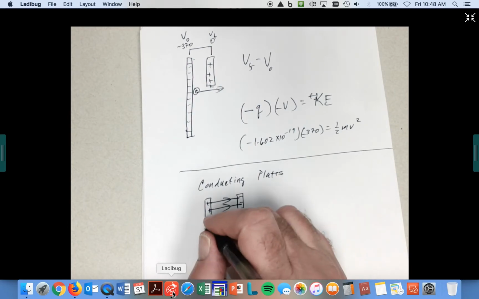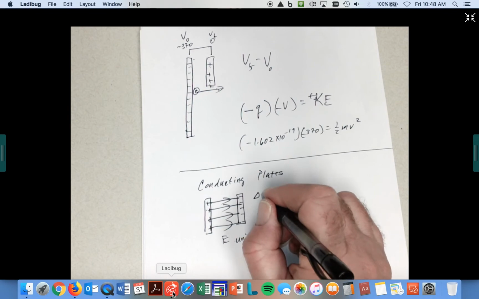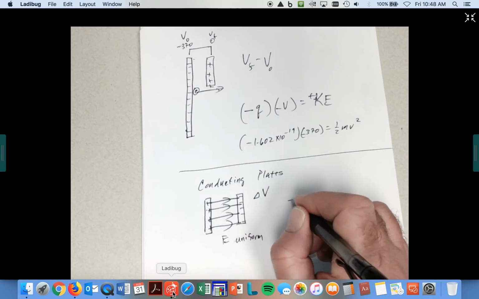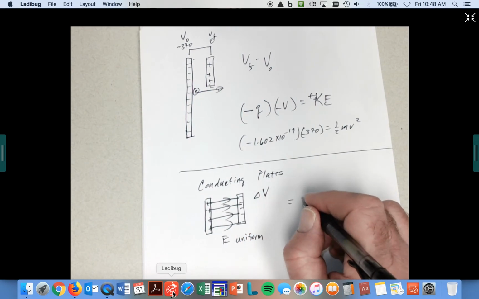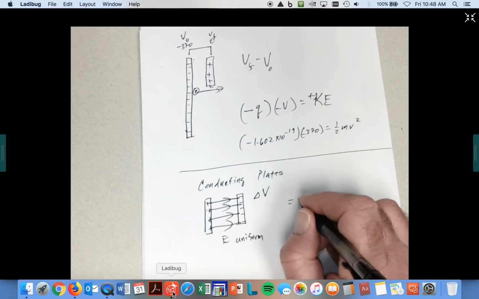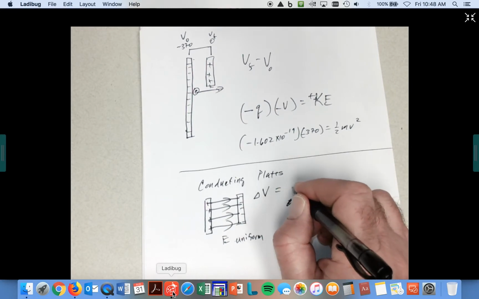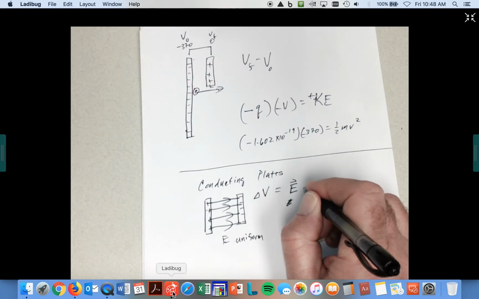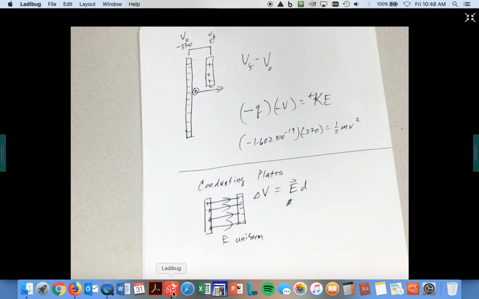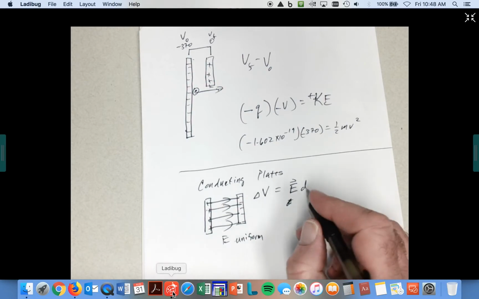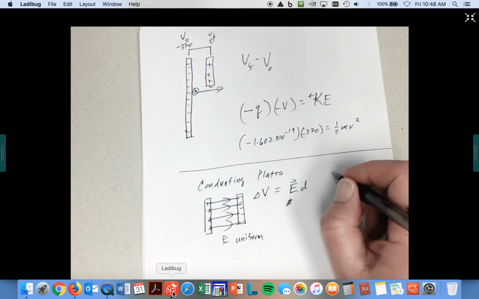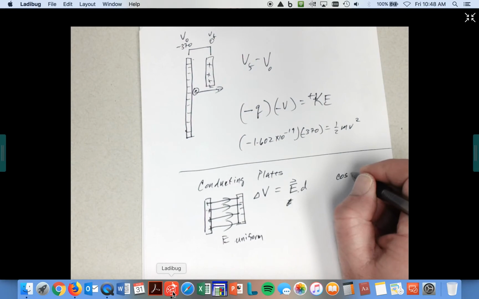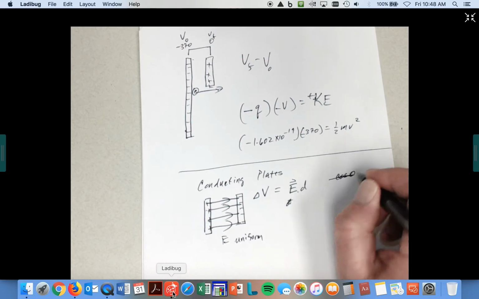Now, the potential difference, the change in voltage, is equal to the electric field times d, times the change in distance. Now the distance is multiplied by the cosine of the angle of the electric field, the cosine of zero. In other words, the straight line distance.